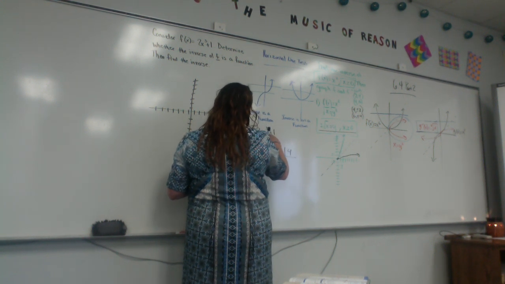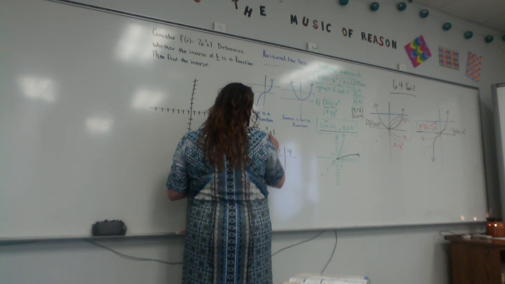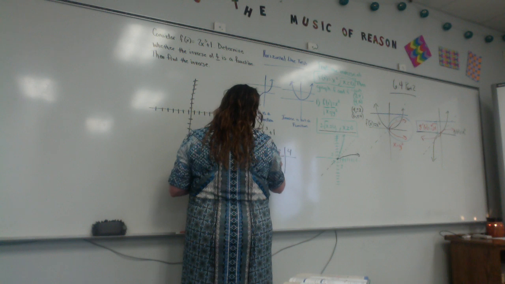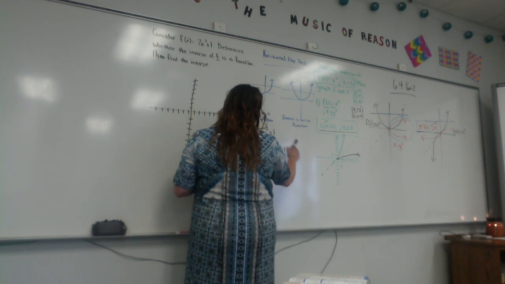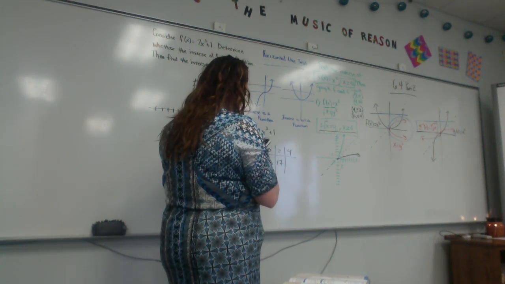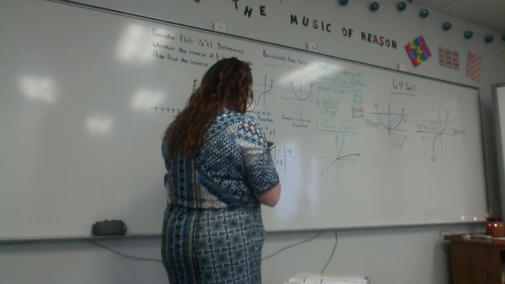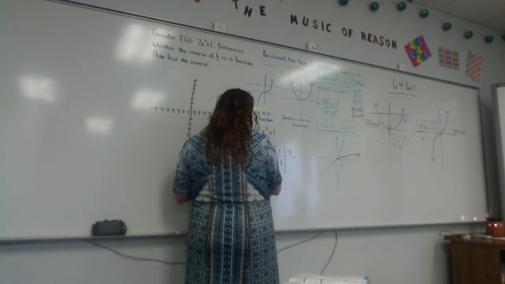2 cubed gives you 8, right? 8 times 2 is 16. This should be 17, not 18. And 16 plus 1 is 17. 4 cubed is, what did we say it was again? 64. 64 times 2 plus 1 gives me 129. This should be negative 129.